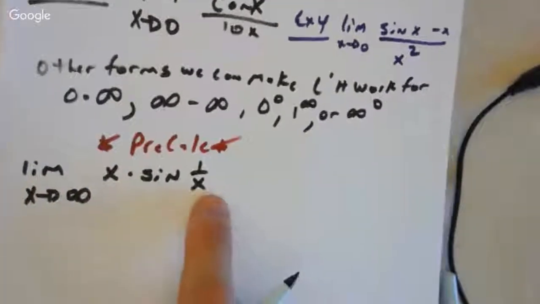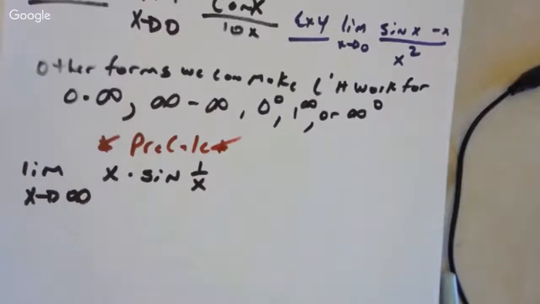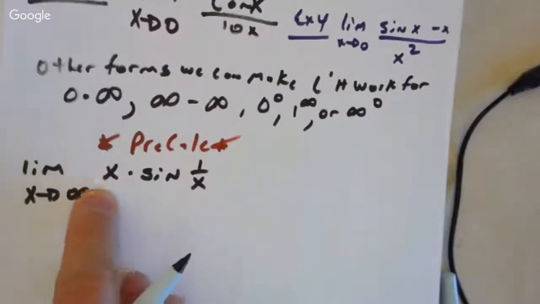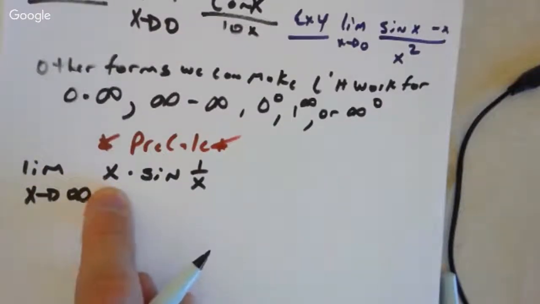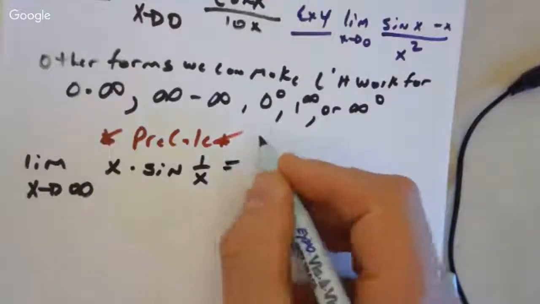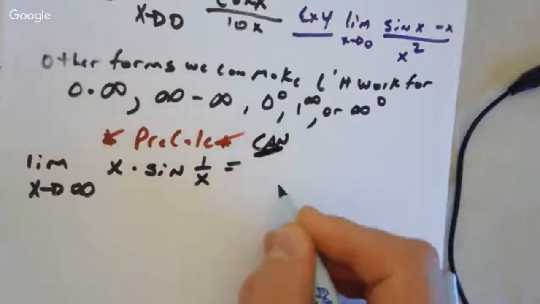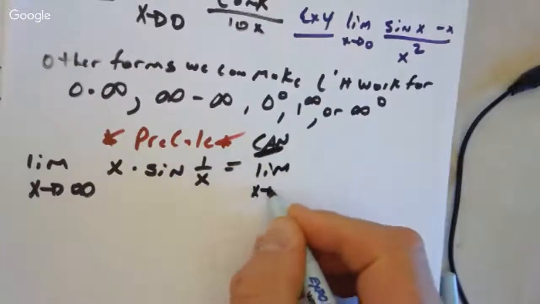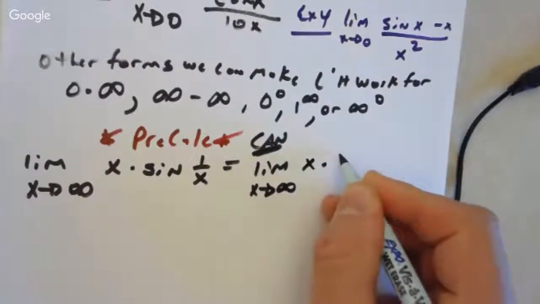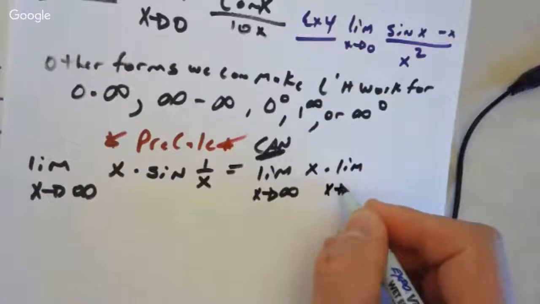Okay, so we've got x times sine of 1 over x. Yes, because that's where it works out. Question. x, as x goes to infinity, is equal to what? Yeah, we can break this up. We can break this up into the limit of the first thing times the limit of the second thing. That's why it works out.